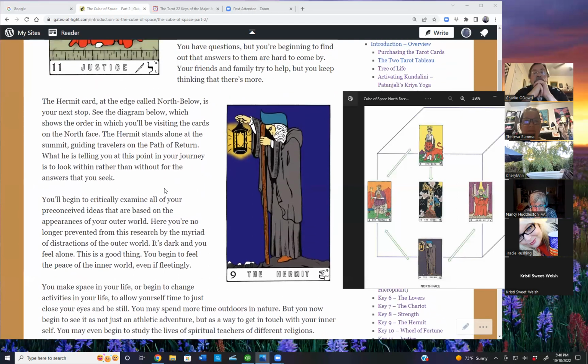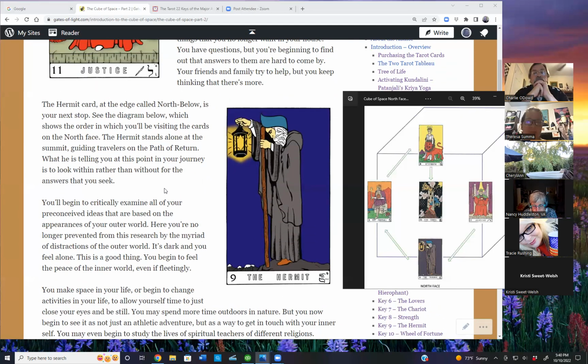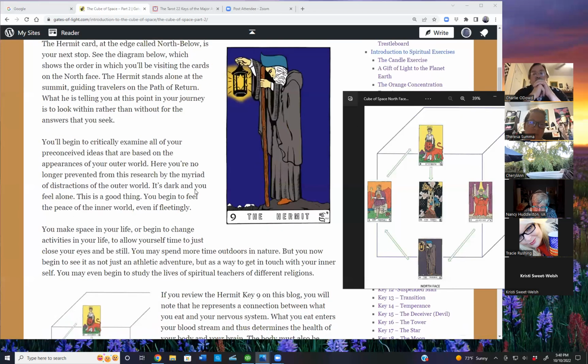So we're being told to look within by the Hermit card. And also remember that after you do this class, you can always go back and have the class in front of you and pause it and then look at one of the cards and study it and see what it's telling you. You'll begin to critically examine all of your preconceived ideas that are based on the appearances of your outer world. Here, you're no longer prevented from this research by the myriad of distractions of the outer world.